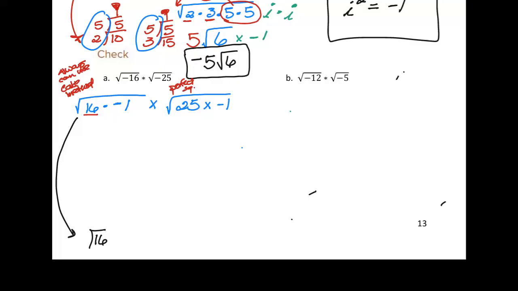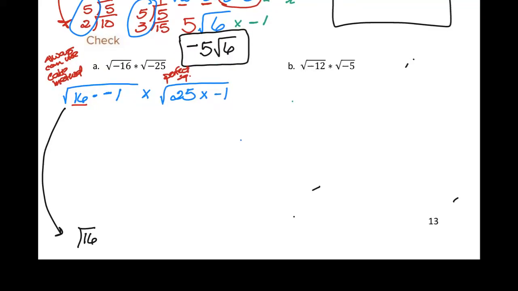16 is even, so I can divide it by 2, my smallest prime number, and get 8. 8 is even, so I'll divide that by 2 and get 4.